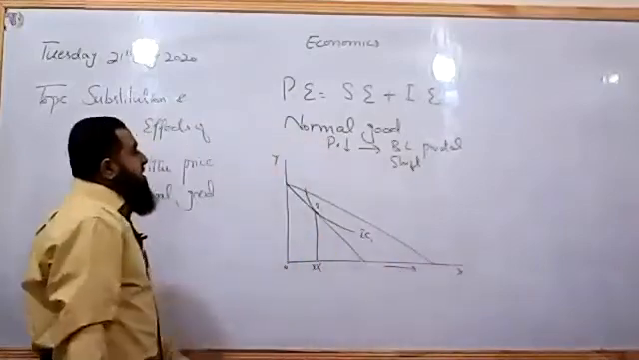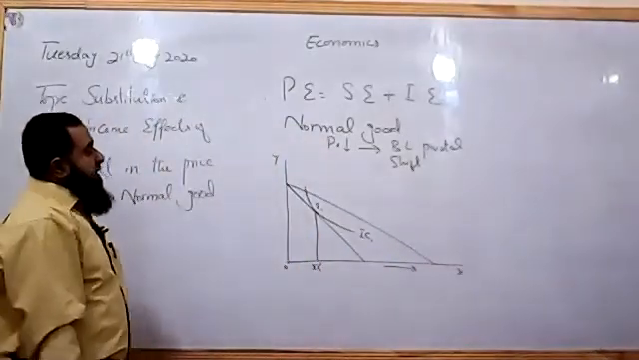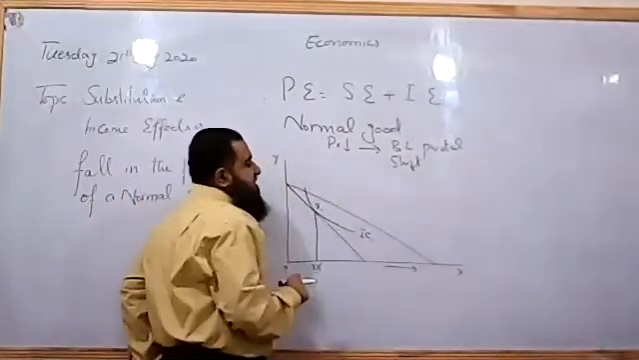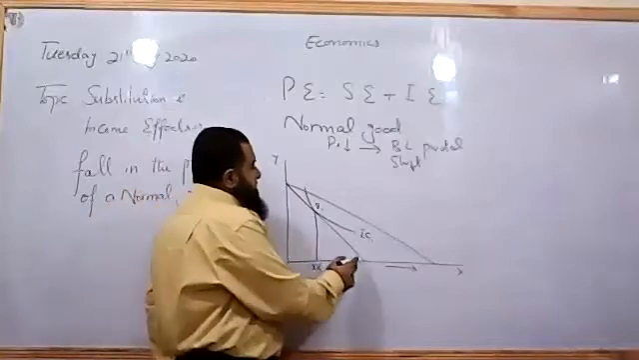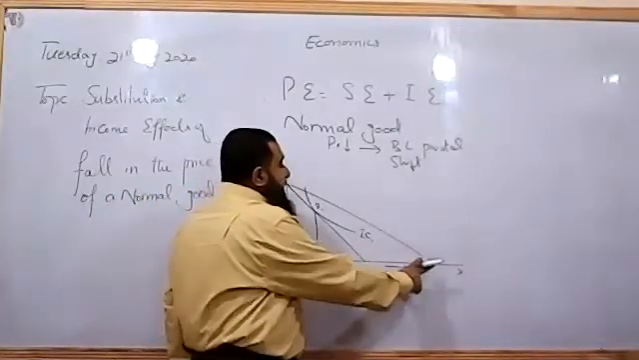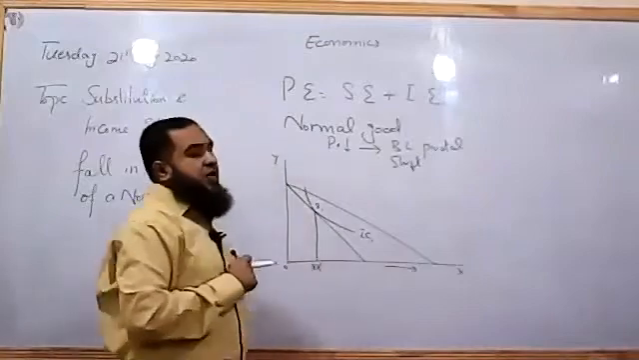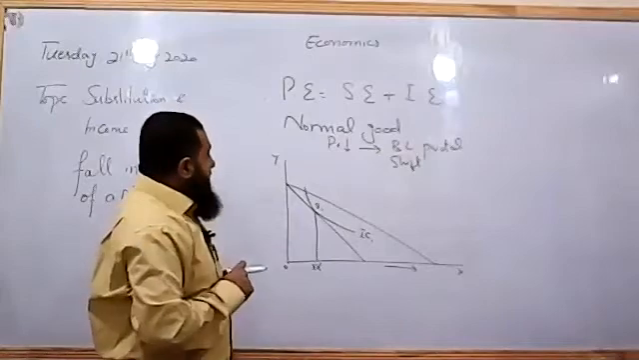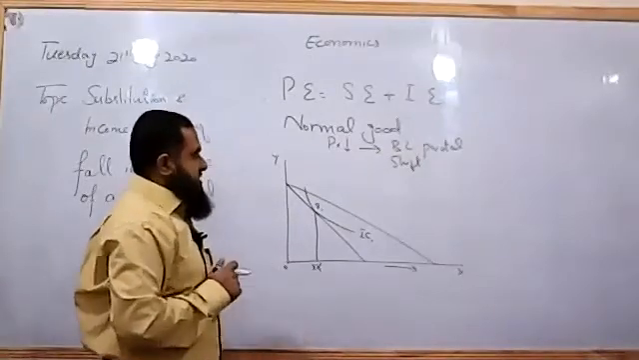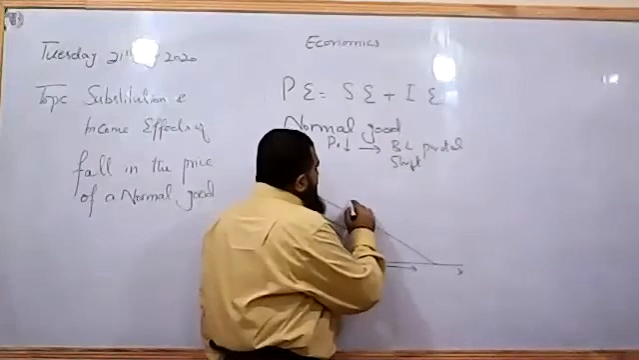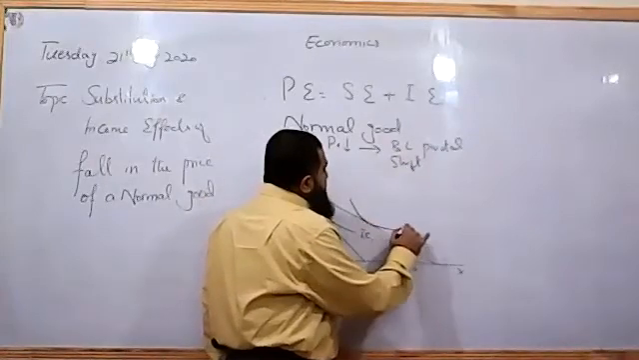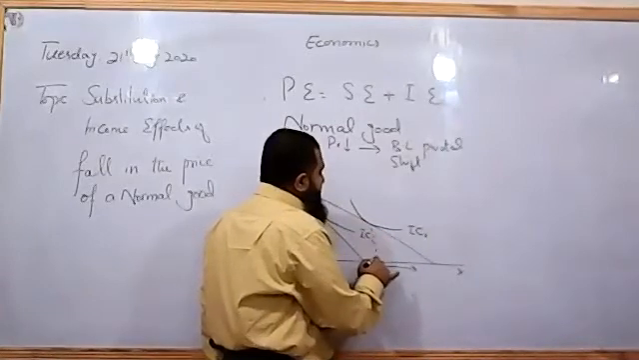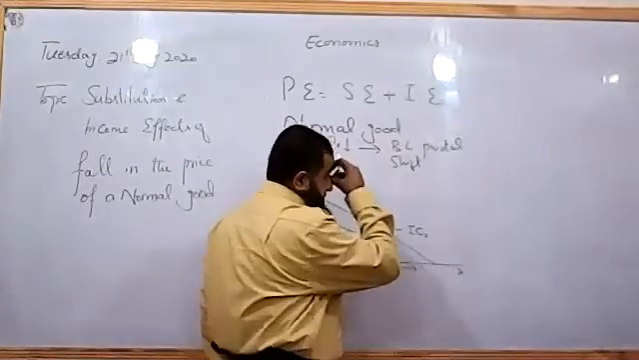Now the consumer will have more income. His affordability due to the fall in price has increased. Instead of these units of X, he can now afford more units of X due to the fall in price of X. So the budget line moves rightward, and it is the pivotal or rotational shift. Finally, the consumer is approaching a higher indifference curve where he makes a tangency condition. I say this is E3.